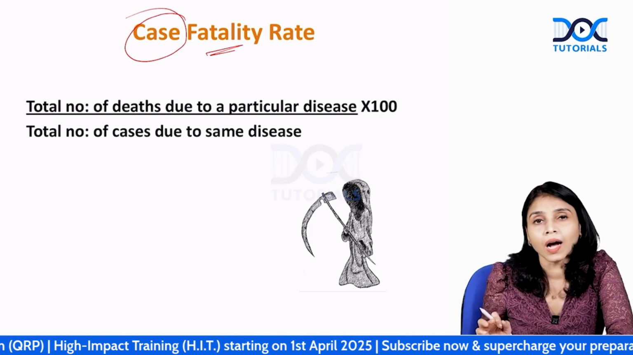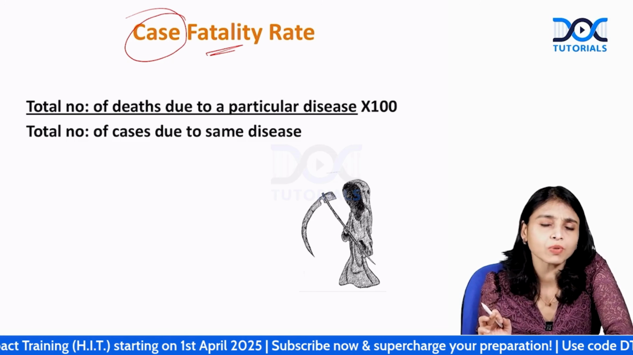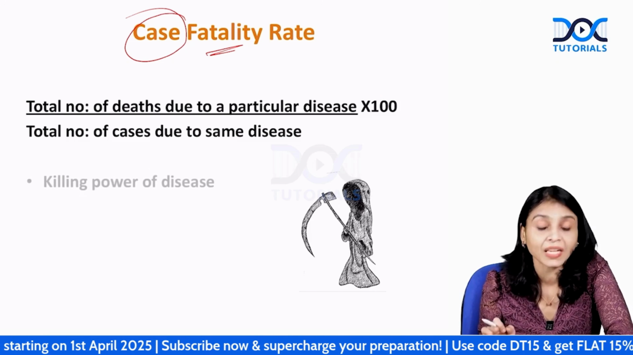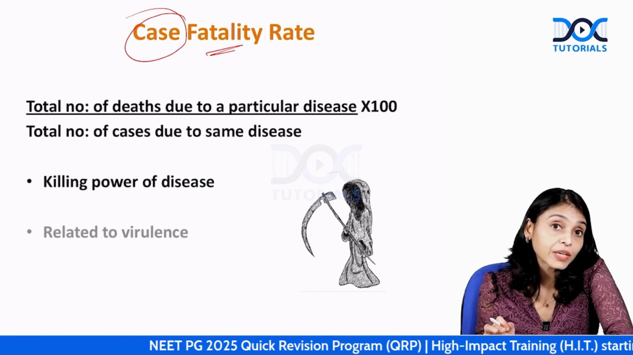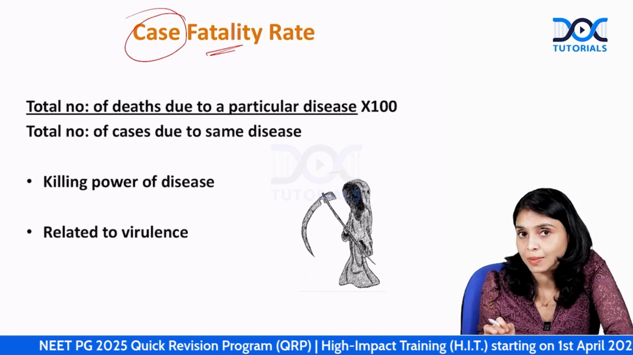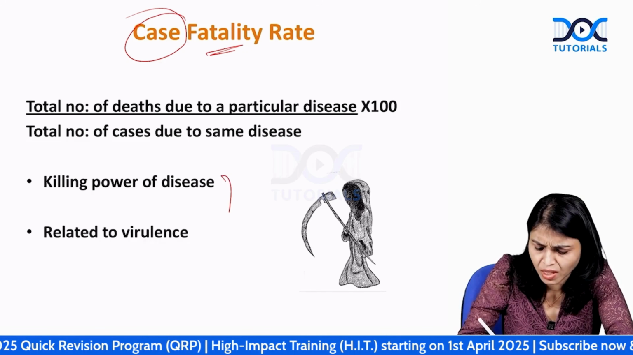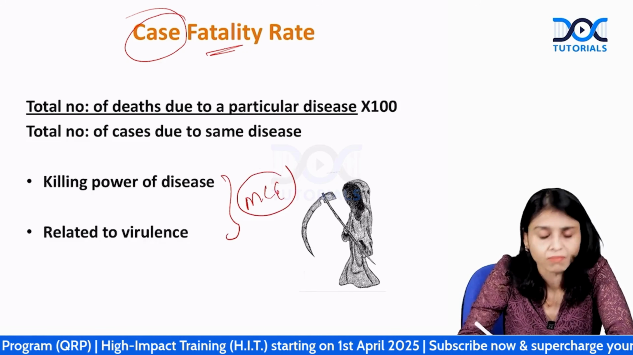Okay. There are two very important MCQs from case fatality rate, which are, it will give you the killing power of a disease. Do you agree with me? Second, it is related to the virulence of the disease-causing organism. Both are very, very important MCQs, guys. Very, very, very important MCQs.